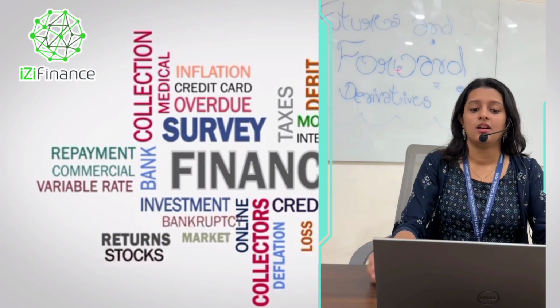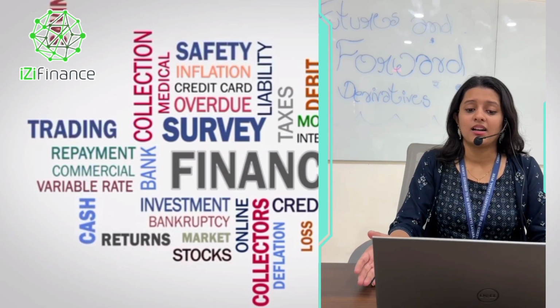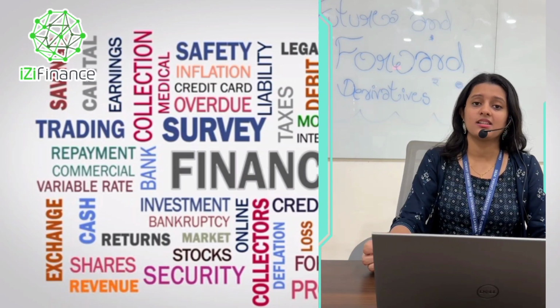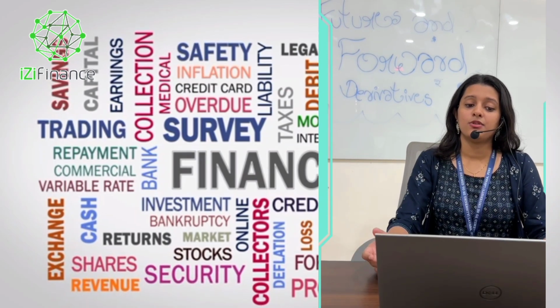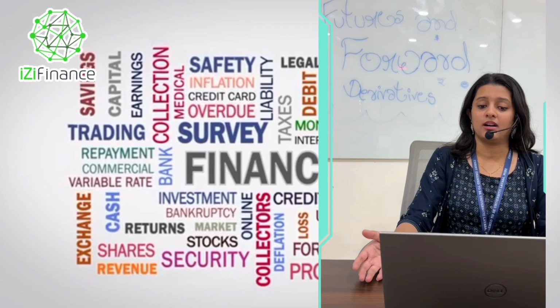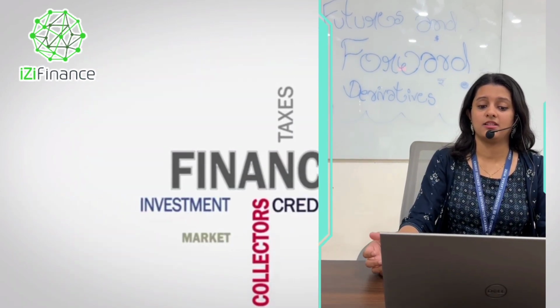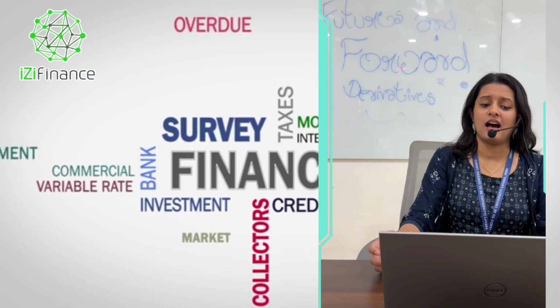Mark to market. For forward contracts, there is no daily mark to market. Profits and losses are settled at the contract's maturity, whereas future contracts are marked to market daily. The contract's value is adjusted daily based on the market prices. Gains or losses are settled daily.